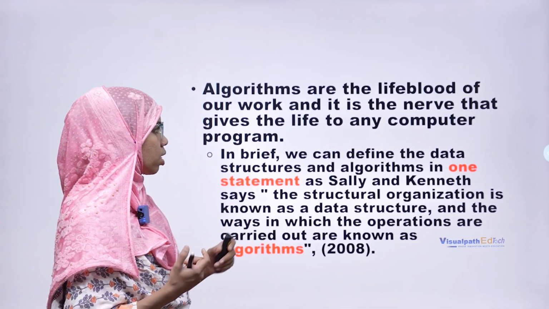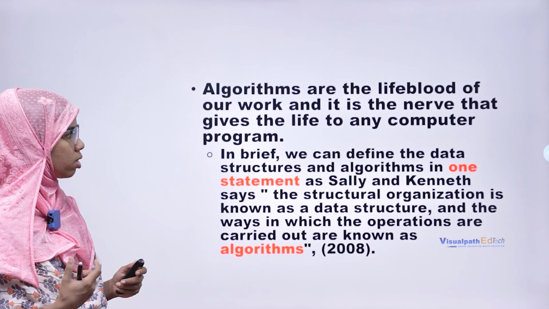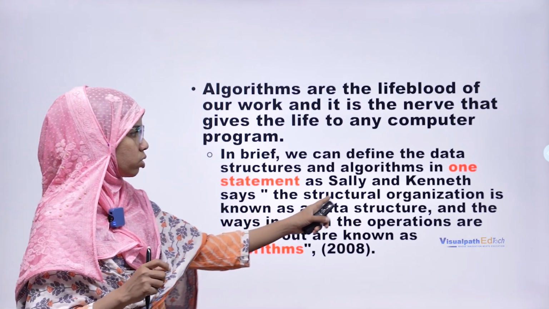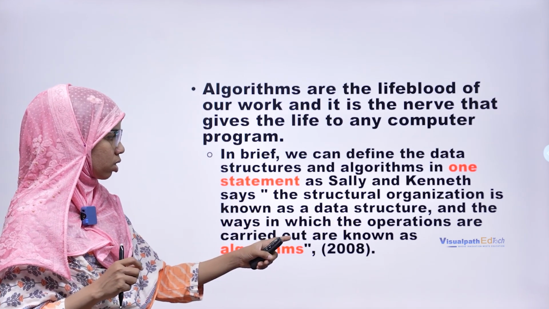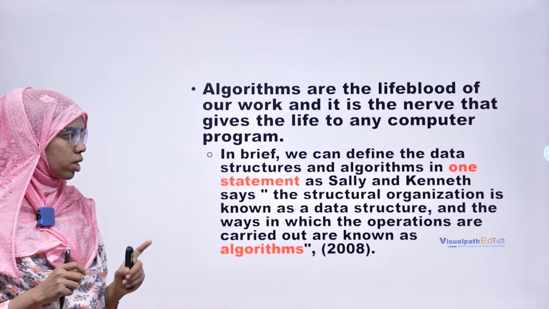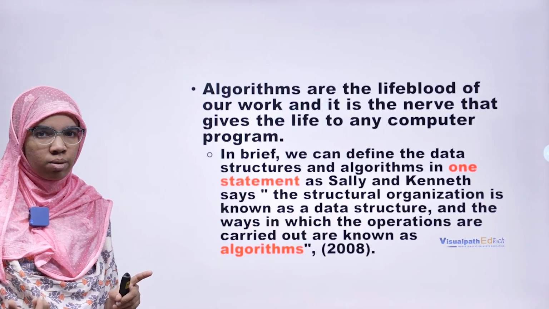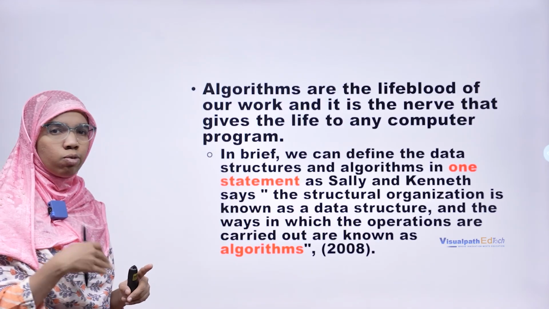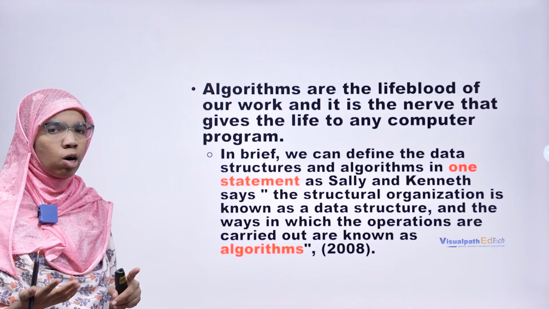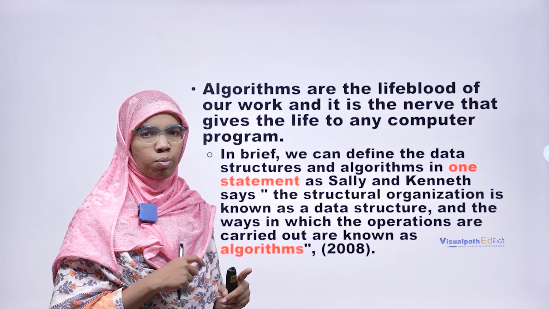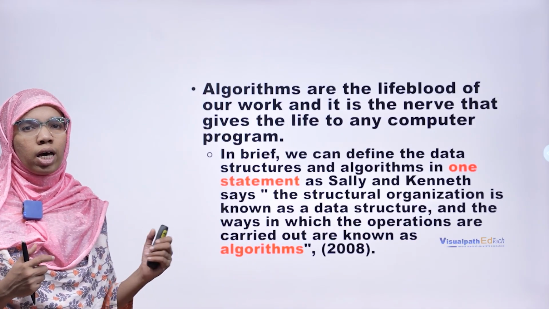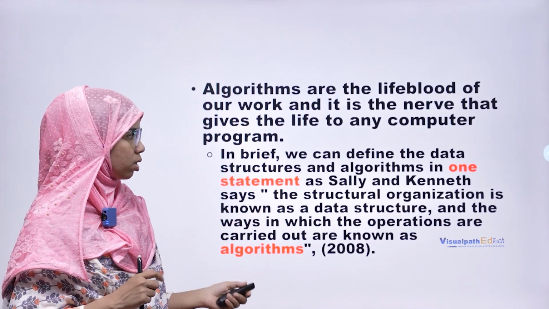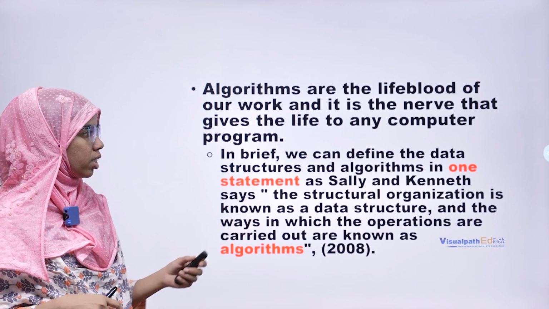And how this person has defined data structure and algorithm is, we can define them in one statement: the structural organization is known as the data structure, and the ways in which the operations are carried out is known as the algorithm. Structural representation of the data is your data structure, and the various operations, or the ways we are going to apply the operations upon this data structure, is called your algorithm. This is how it is defined in a single statement by one of the authors, Sally and Kent. Okay.